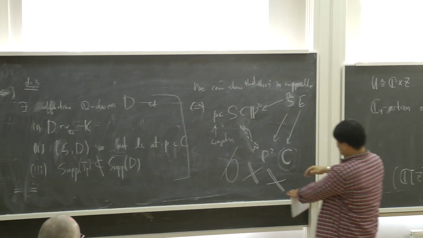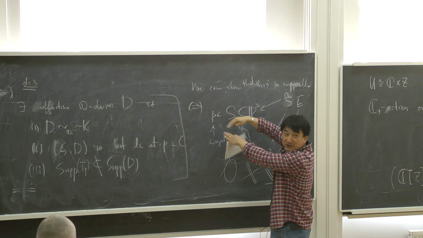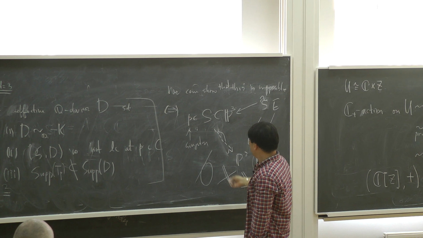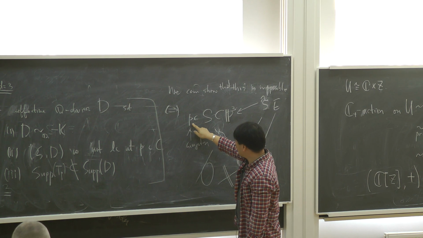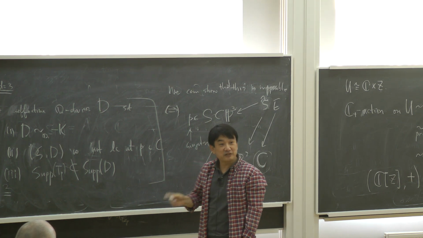And then you can move the cylinder structure to here because this is biregular outside. So that means whenever you have the singular point on the cubic surface, you can construct this cylinder. So that's the idea.